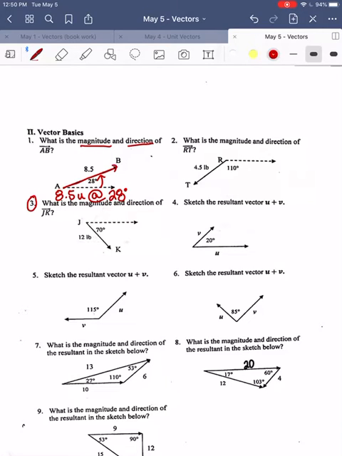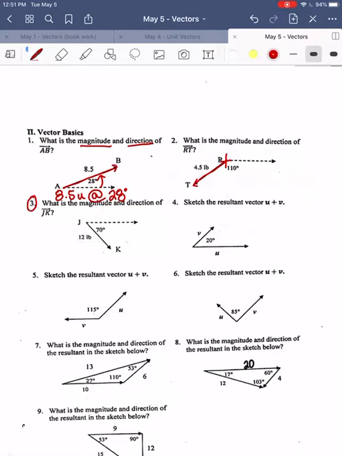Okay, so now on number 2, it says, what is the magnitude and direction of RT? So notice it's going down here. Now, I want y'all to think there's a little bit of a trick to this question. A lot of students are going to say 110 degrees, but be very careful. What quadrant would you say this RT is in? To me, I hope you can tell, if you were to think about putting your X and Y axis right here, that's in quadrant 3.